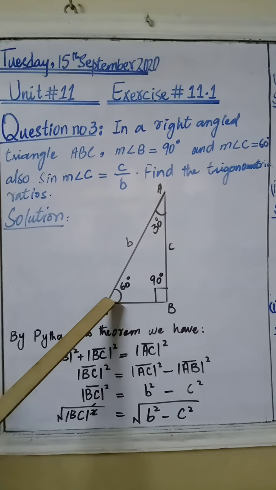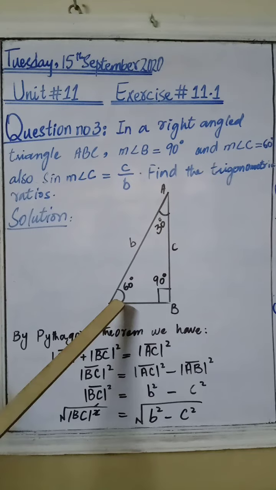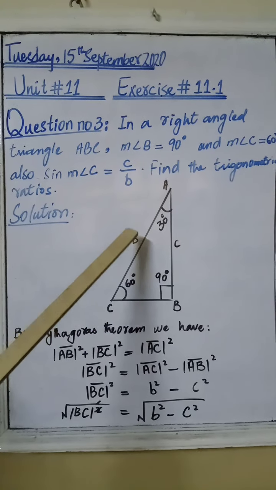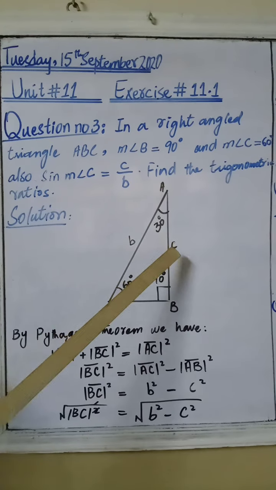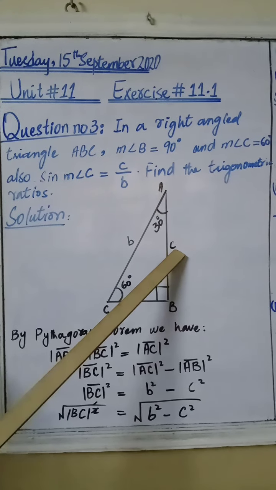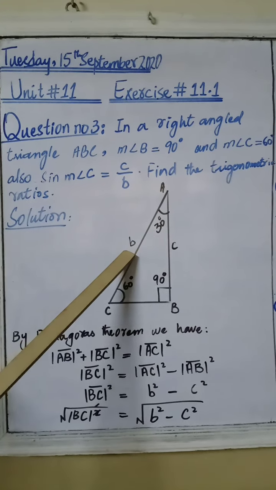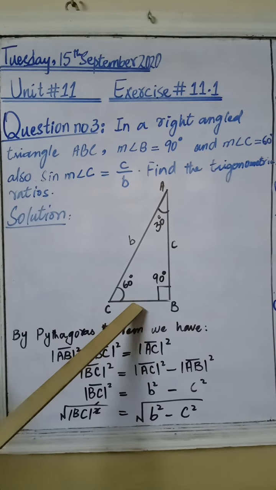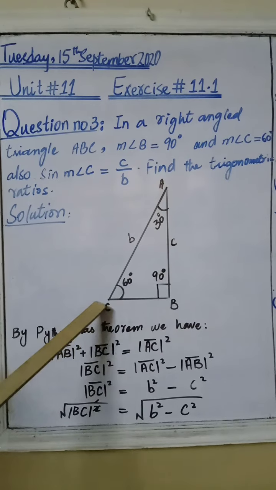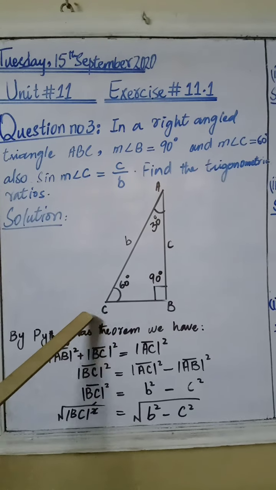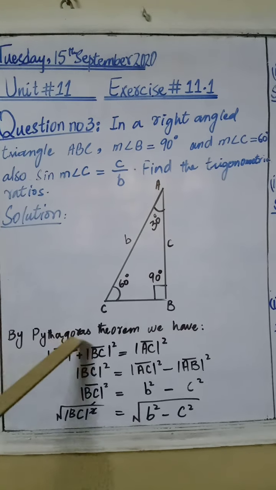As you know, sine theta is equal to perpendicular over hypotenuse. So the perpendicular and hypotenuse are given. Perpendicular is c and hypotenuse is b, and the third side, the base, is not given. So we have to find the base BC. To find the base BC, we use the Pythagoras theorem.